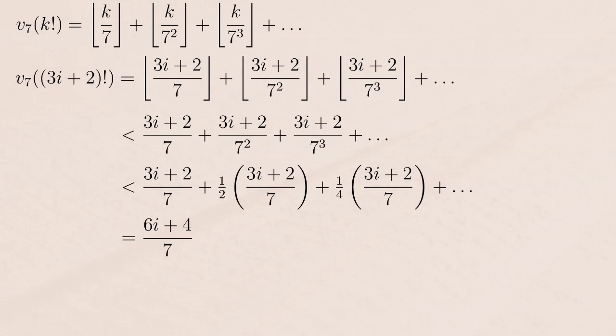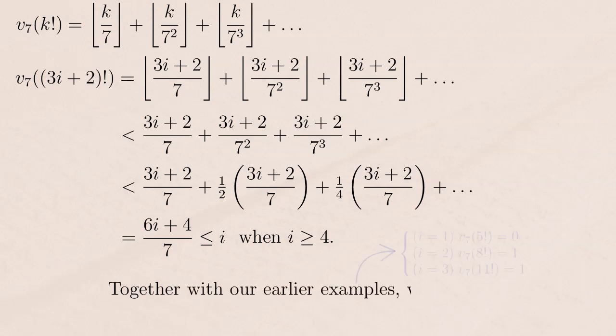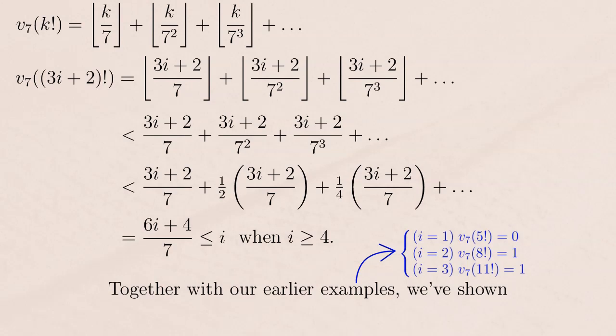And you'll notice that when i is at least 4, this is bounded above by i. So, v7 of (3i plus 2) factorial is less than i when i is at least 4. But in our earlier examples, we showed that this was also true when i equaled 1, 2, and 3. So together with this, we've shown that v7 of (3i plus 2) factorial is always less than i for any positive integer i. Okay, this is the fact we need.